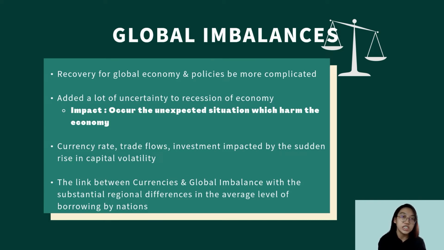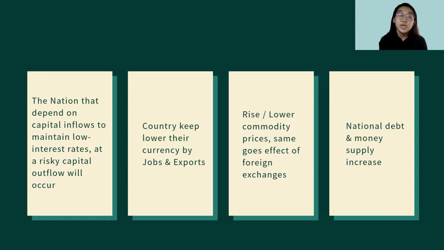Through some research, some researchers mentioned the link between currency and global imbalance with the substantial regional differences in the average level of borrowing by nations. Because of monetary policy with lower saving rates in the developed country, the country itself will depend on capital inflows to maintain its low interest rates. But the global imbalances will occur and leave the developed country at risk of capital outflow.